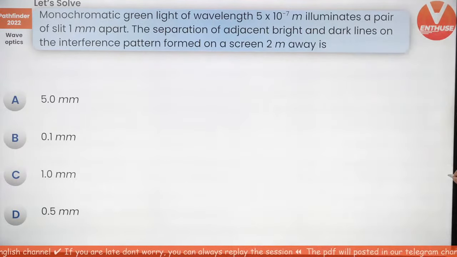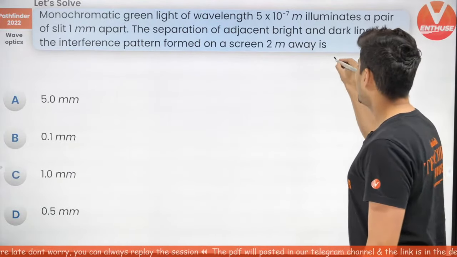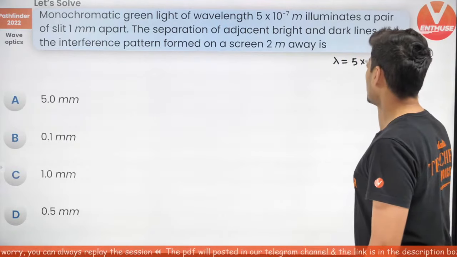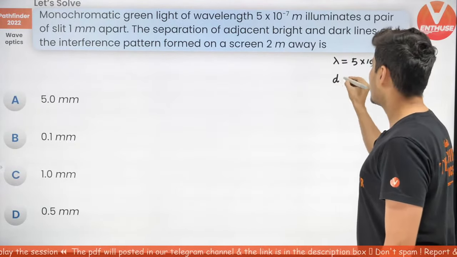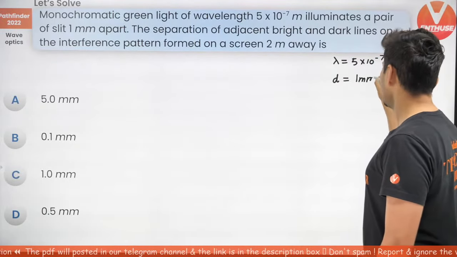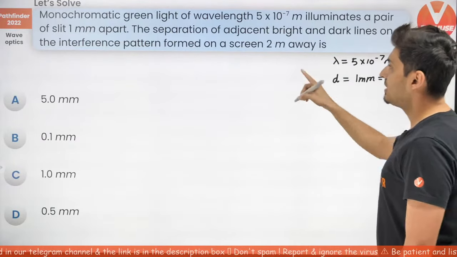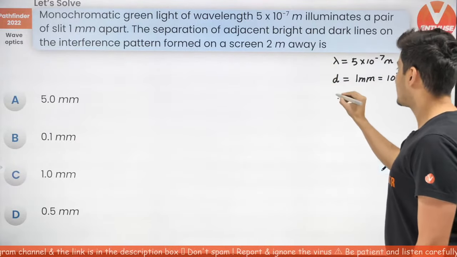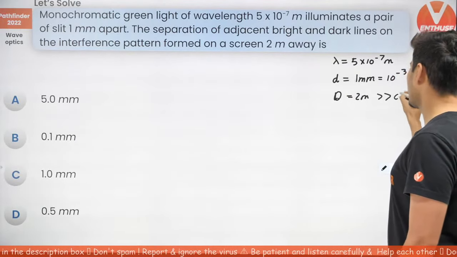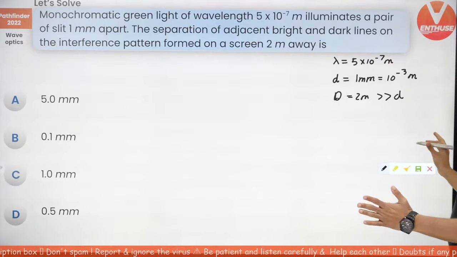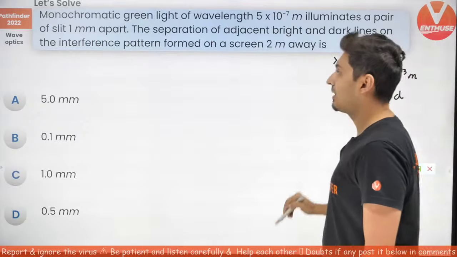All right, so let's try and solve this question. What do we know out here? We know the wavelength of light, which is 5 into 10 to the power minus 7 meters. We know the slit distance, which is 1 millimeter, so 1 millimeter is 10 to the power minus 3 meters. And the distance between the screen and the slits, capital D, is 2 meters. You can see it is much, much larger than small d, so all our approximations are valid. The question says, what is the separation of adjacent bright and dark lines?